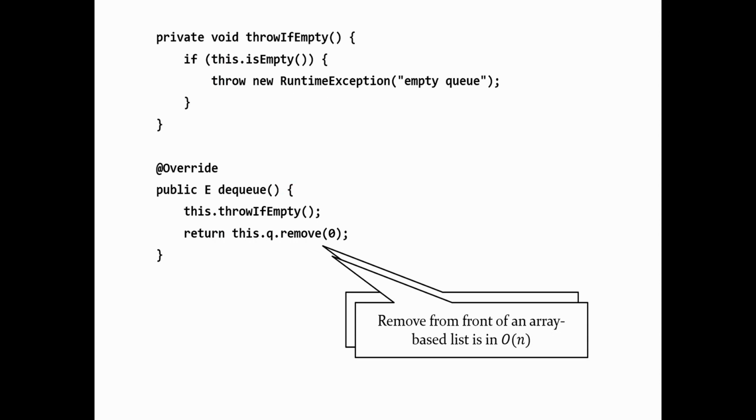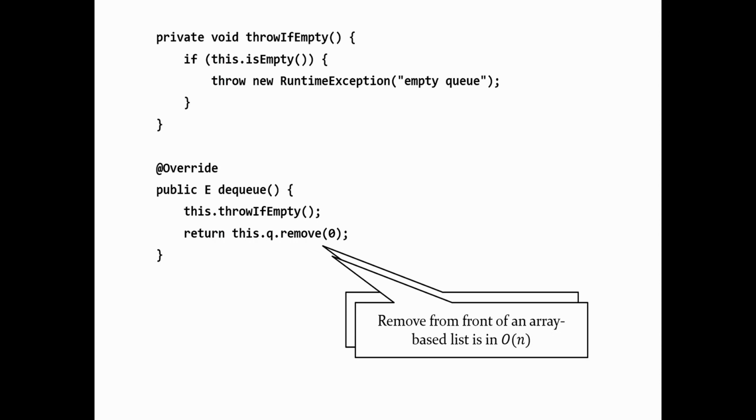Now DQ removes the first element from a list. I don't know why there's two. These are duplicated, I'm sure. So first check, is the queue empty? If it is, throw an exception. And then call remove, passing in index 0 to remove the first element of the list.